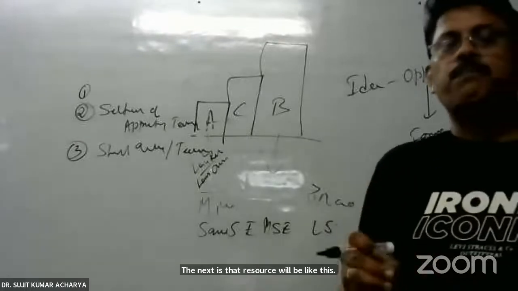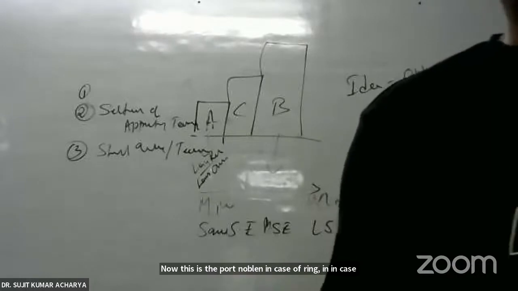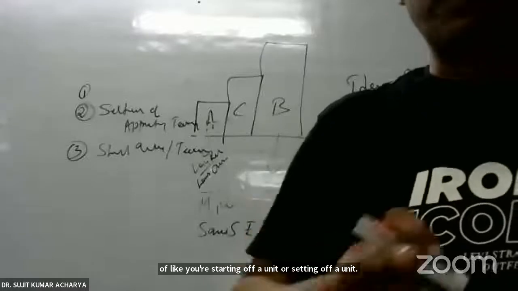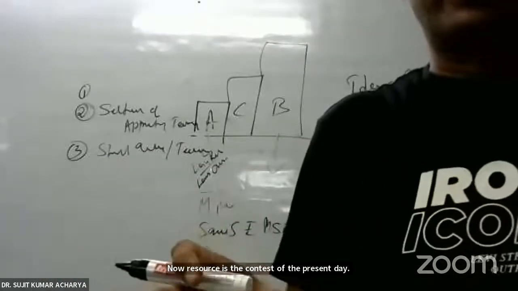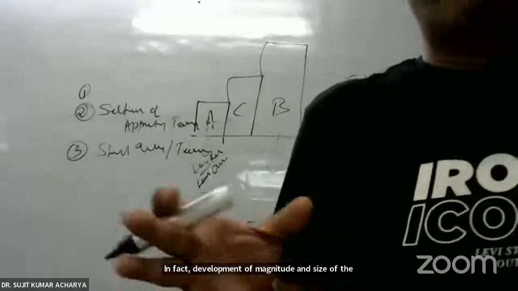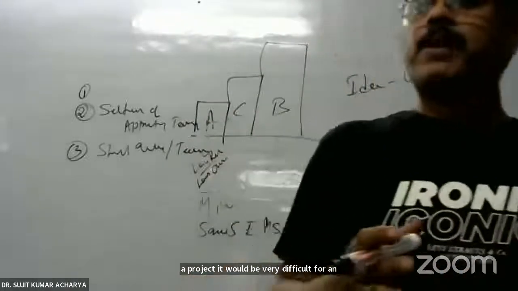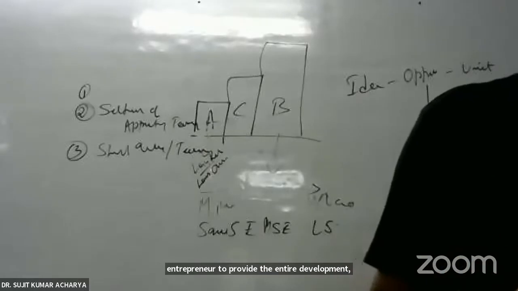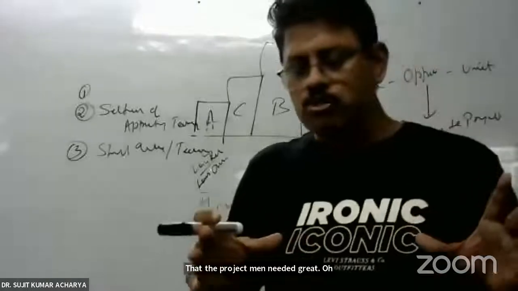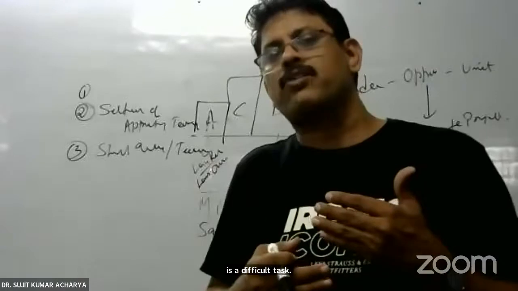See, this is the fourth problem in case of starting a unit or setting up a unit. Now, resource mobilization is the context of the present day. In fact, given the development, magnitude and size of the project, it would be very difficult for an entrepreneur to provide the entire developmental capital that the project may need. Right. So resource mobilization is a difficult task. Now, where to get such finance or funding?